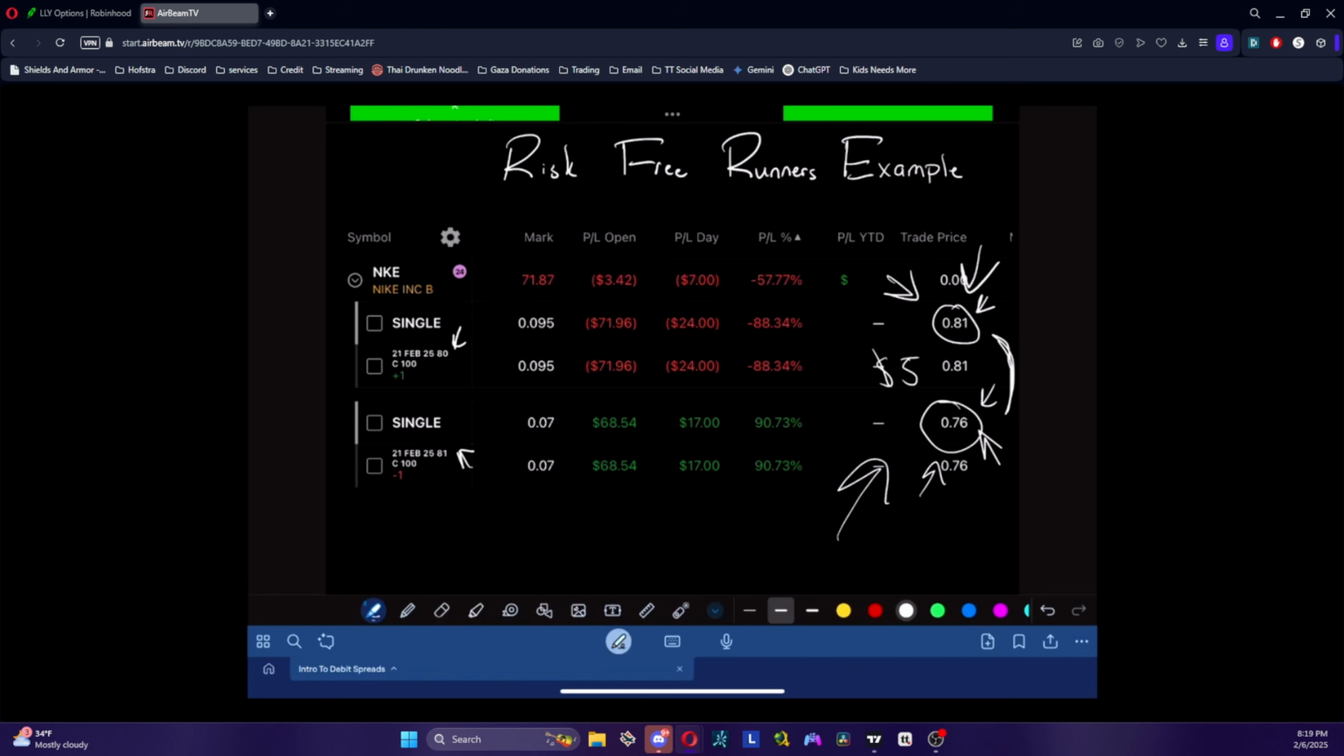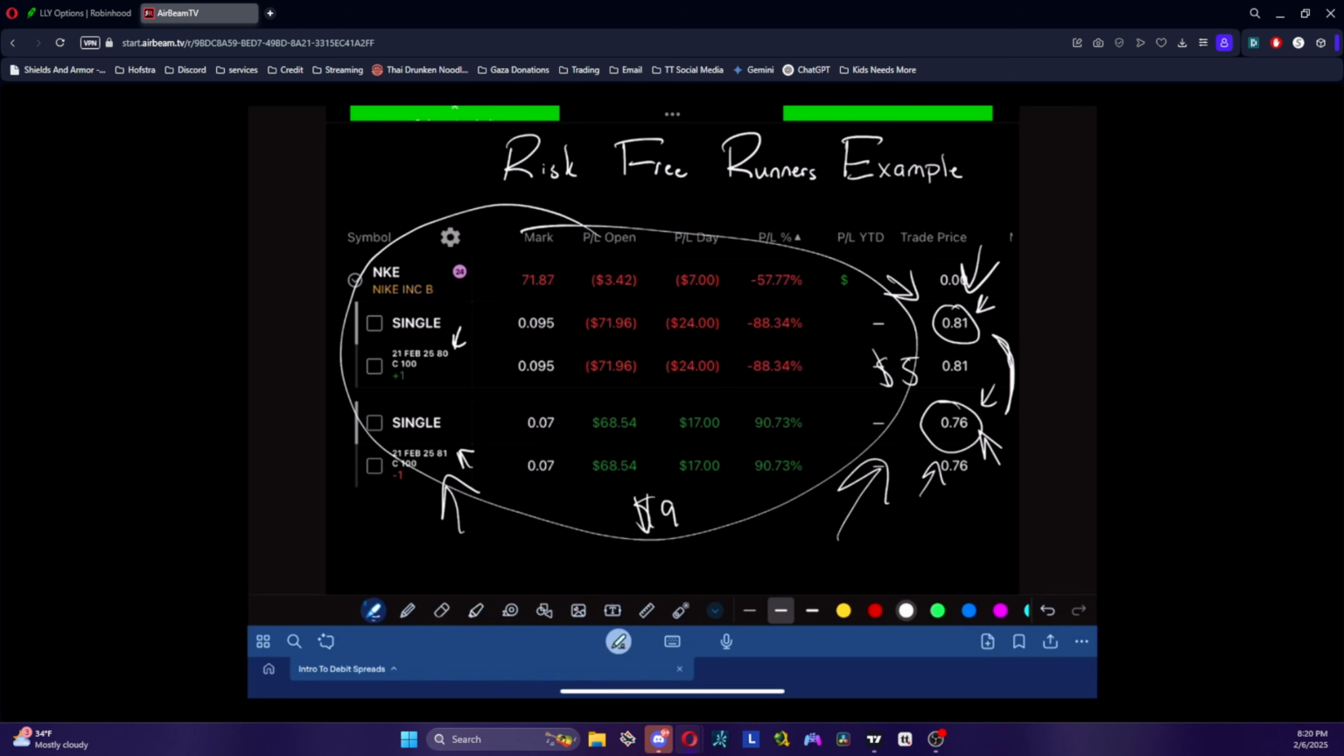And eventually, if Nike rallies up by February 21st above $81, this debit spread will reach its max profit of $95. Which, if you compare this right here, $5 to make $95, I think that's above 800%, is it not? So you could see the risk to reward that debit spreads get.